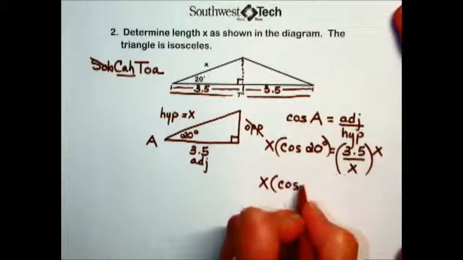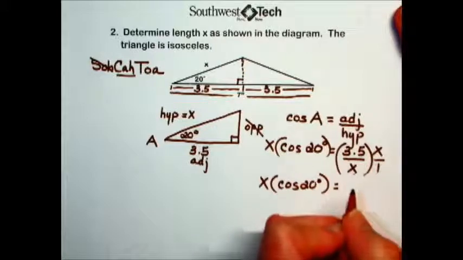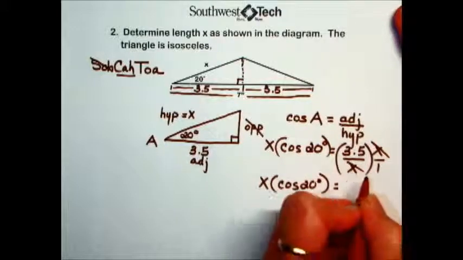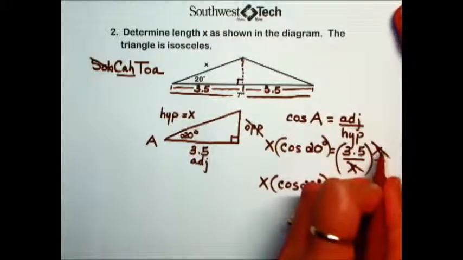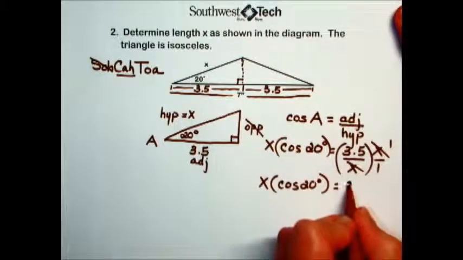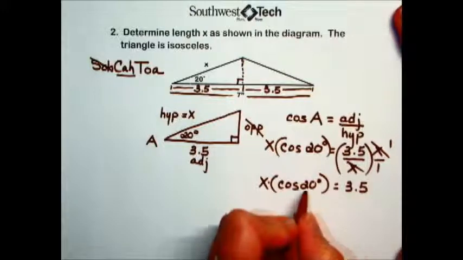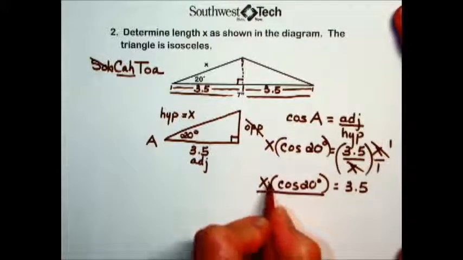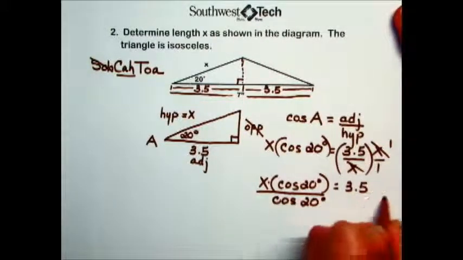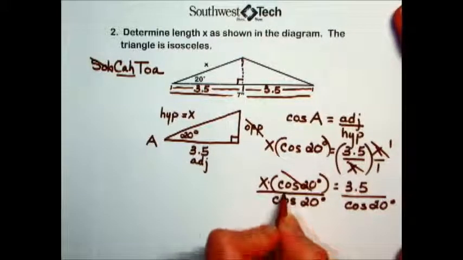On the right-hand side, this x has a denominator of 1. When multiplying fractions, when we have something common in the numerator and the denominator, they will cancel one another out, because x divided by x is 1. 3.5 times 1 divided by 1 is 3.5. To solve for our x, we need to undo the multiplication. The opposite of multiplying is dividing, so we will divide both sides by cosine of 20 degrees. Cosine of 20 degrees divided by cosine of 20 degrees leaves us with a 1. X times 1 is x.